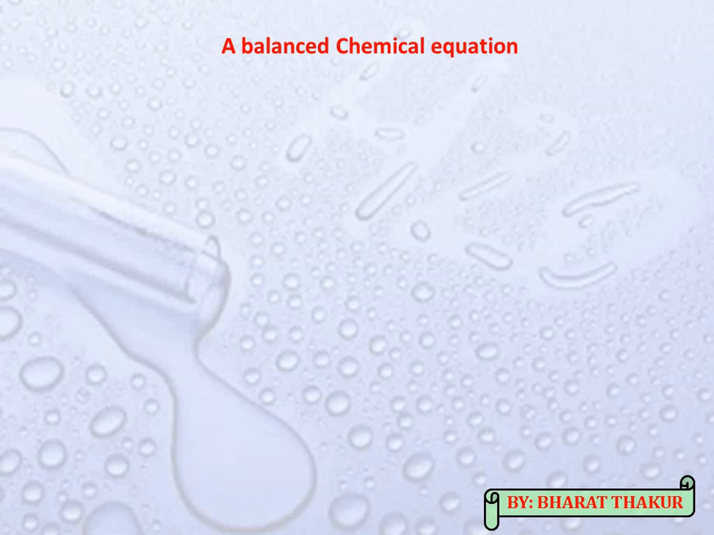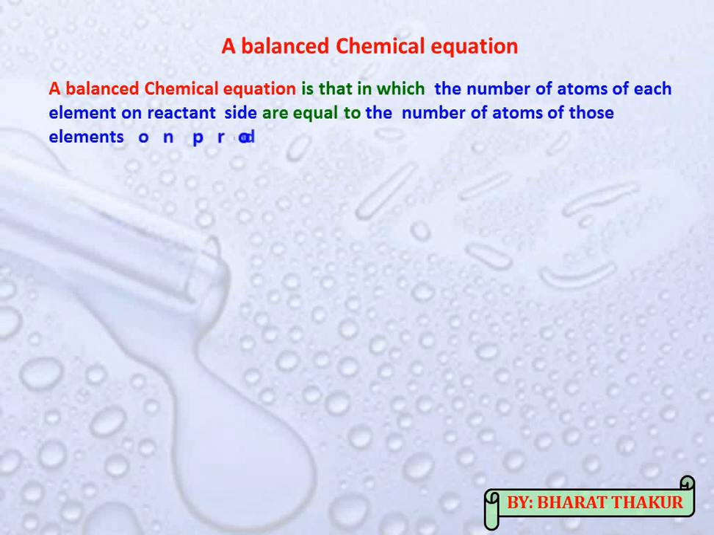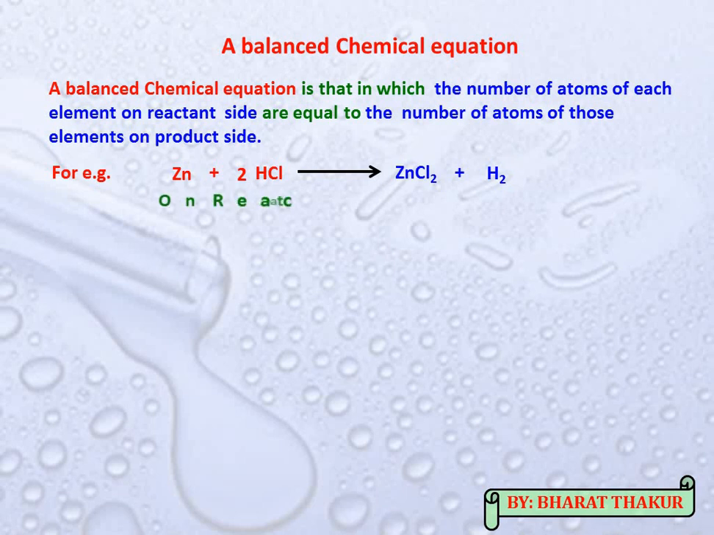Now, balanced chemical equation. A balanced chemical equation is one in which the number of atoms of each element on the reactant side is equal to the number of atoms of those elements on the product side. So the total number of atoms of one kind on the reactant side must be equal to that element on the product side. Only then can an equation be said to be balanced. Let's understand this by an example. In this case, zinc reacts with 2HCl, and the products formed are ZnCl2 plus H2. When we count the number of atoms of each element on the reactant side, zinc is 1, hydrogen is 2 and chlorine is also 2, and on the product side zinc is 1, chlorine is 2 and hydrogen is again 2.